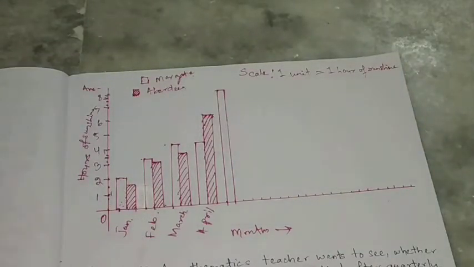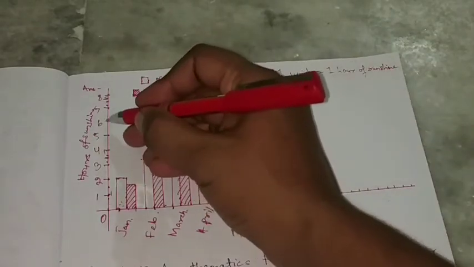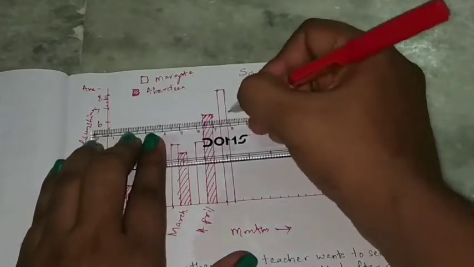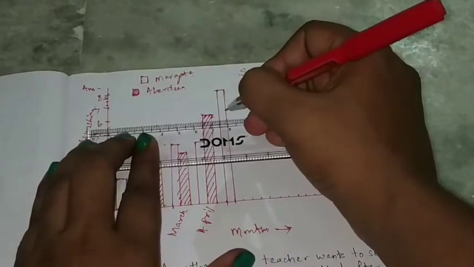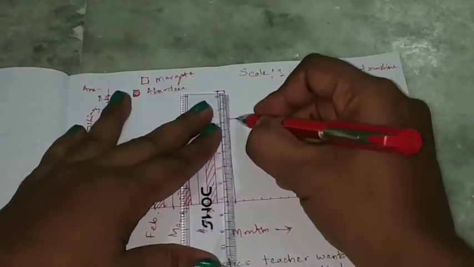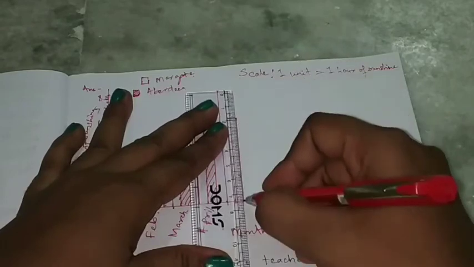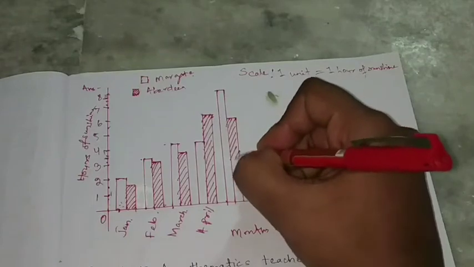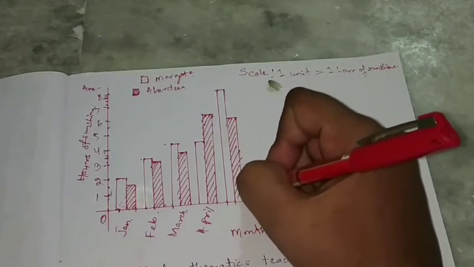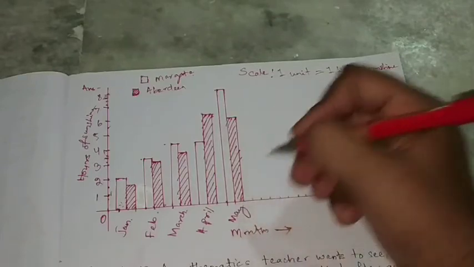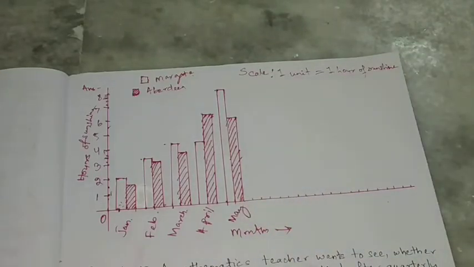So this one for Margaret, and for Aberdeen 5.5. Look, 5 here, 6, and 5.5 is this one. So first mark it. Okay. Then join it. This is for Aberdeen and this is for Margaret. This is May. Let's see for June.